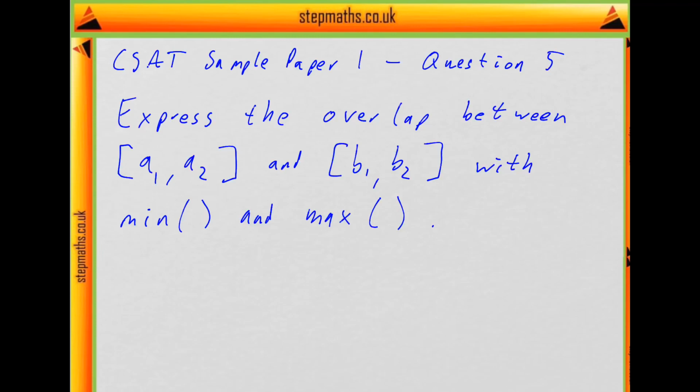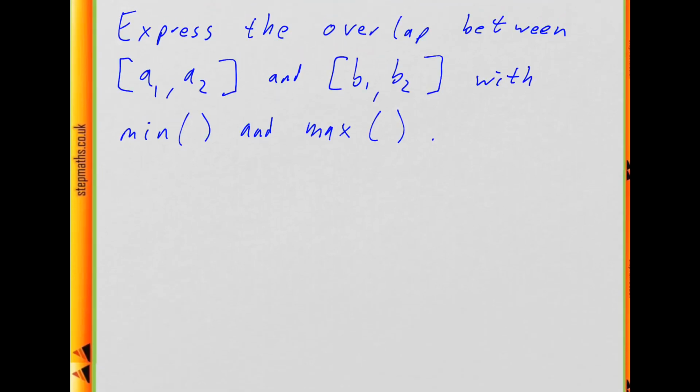So what do we immediately think of when we think about the overlap between two intervals? Well, we imagine them looking something like this. We've got, say, a1 to a2 here, and then we've got, say, b1 to b2 here, and then what's the overlap going to be? The overlap in this case is going to be, well, we're going from here to here, so it's from b1 to a2, and the length of that is going to be a2 minus b1. So that's our first guess.